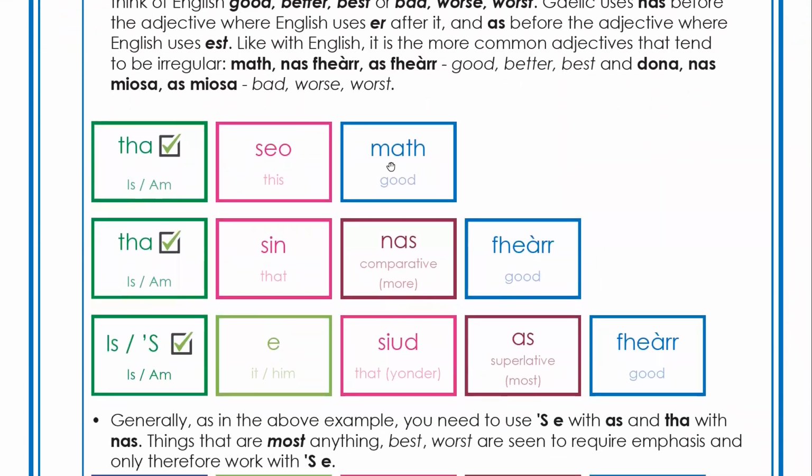So, tá seo maith, this is good. Tá seo maith, tá sin níos fearr. So this is good, that is better. Tá sin níos fearr.